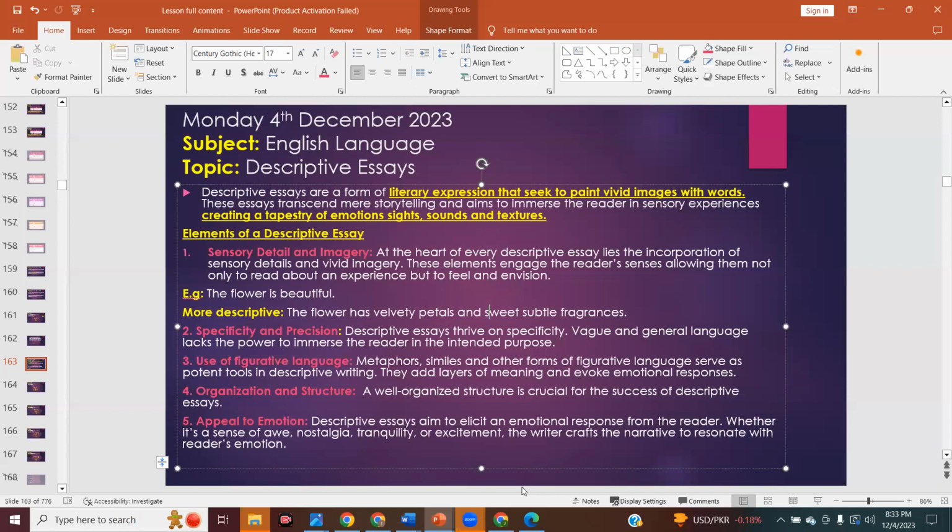An essay that describes something. Okay. Anyone else? An essay that immerses the reader with vivid images in their head. Very good. How is a descriptive essay different from a narrative essay?